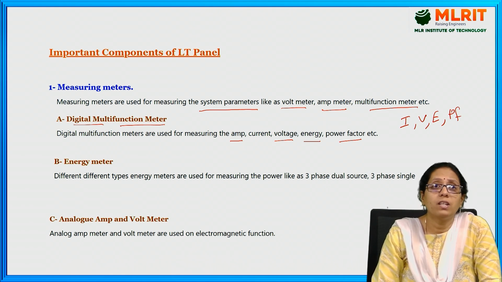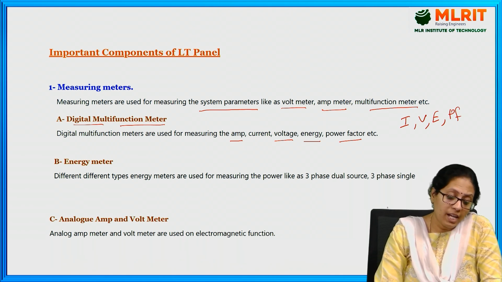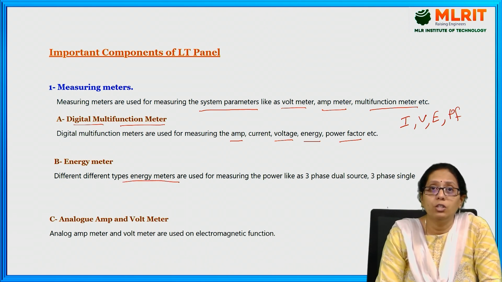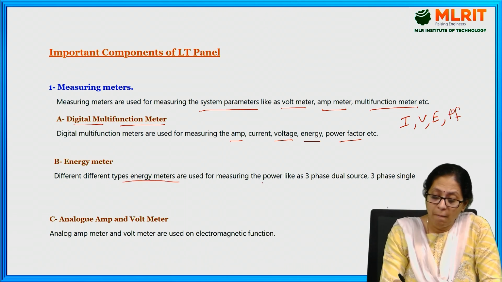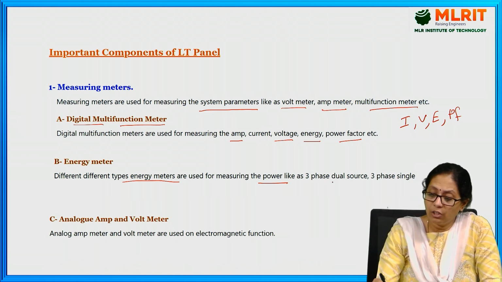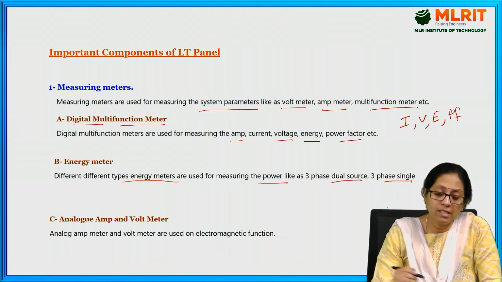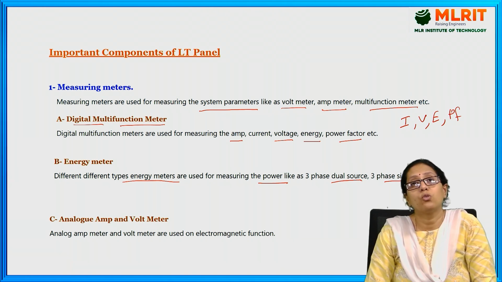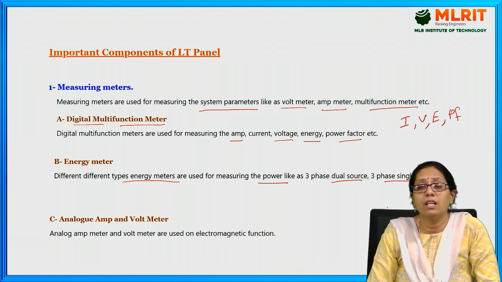The second one is the energy meter. Different types of energy meters are being used for measuring the power, like for 3-phase dual source or 3-phase single source also. So for both the types of sources, we can use this energy meter to measure the power.